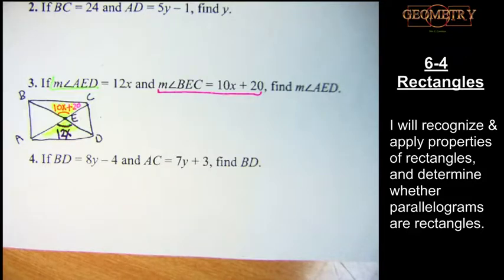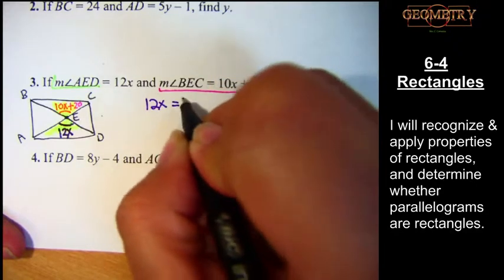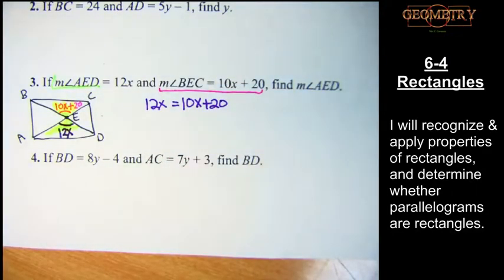And vertical angles are always congruent, which means I can write an equation where this measure is equal to this measure. I can then solve for x.